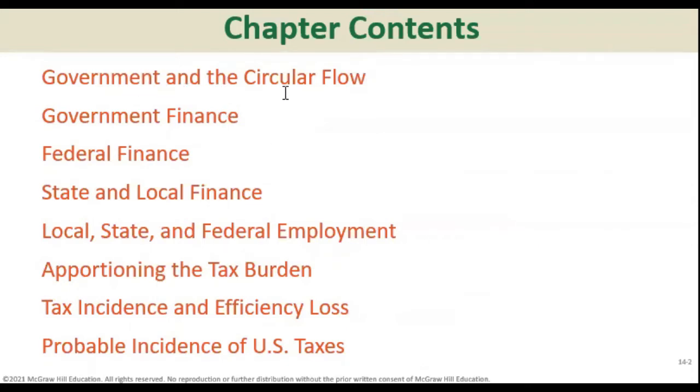So, government and the circular flow that we discussed in the previous lecture. Government finance, federal finance, state and local finance. We will also look at state, local, and federal employment. The tax burden. We'll review the tax burden: who bears the taxes, who pays taxes, tax incidence, and efficiency loss caused by taxes, and the probable incidence of US taxes.